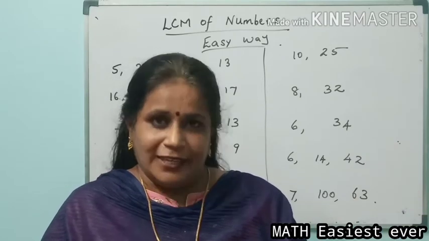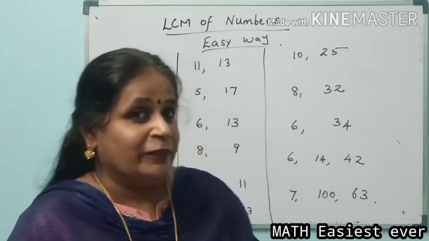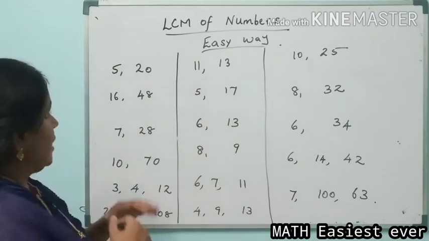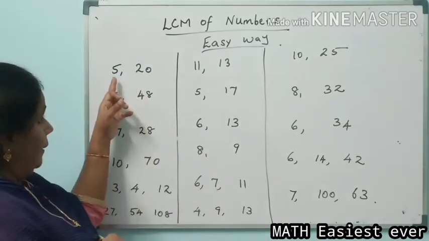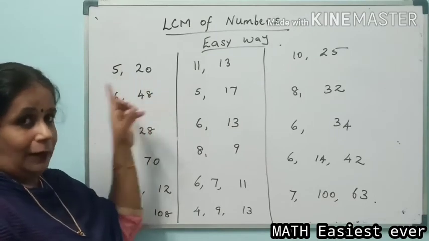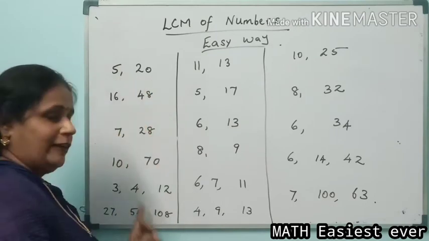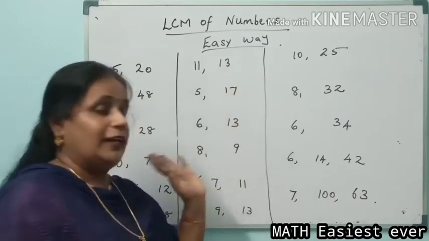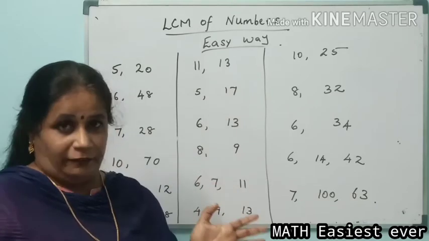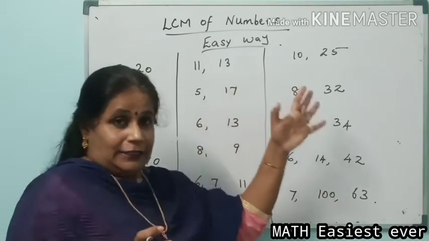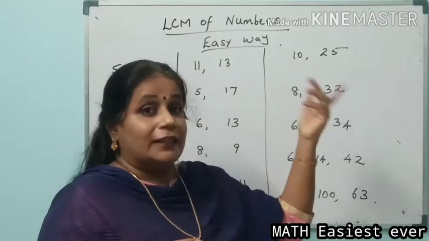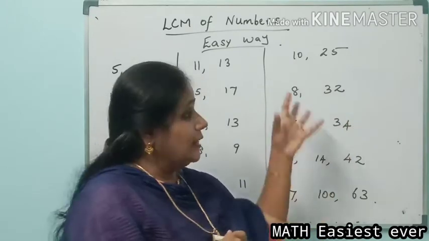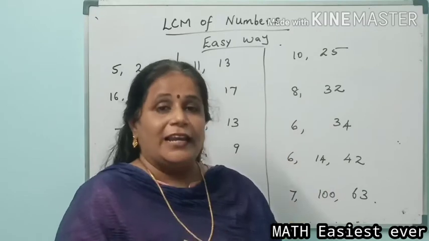So let's see how to do this LCM in an easy way. For this, I have divided it into three types. First type is when one number divides the other number completely. Second type is when two or three numbers do not have any common factor between them. Third type, one does not divide the other completely, but the two numbers have a common factor. Let's see how to do it.